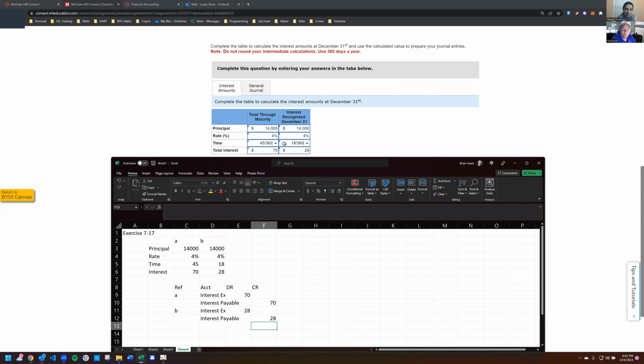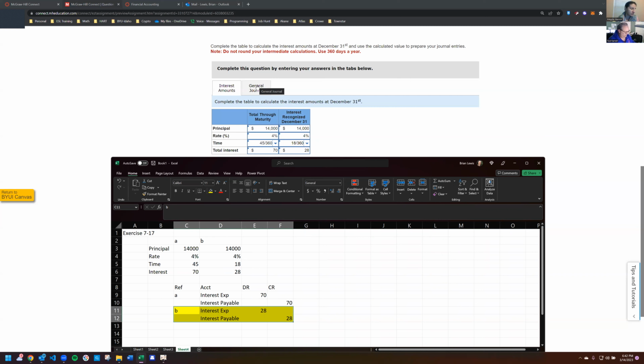Maturity, only 18 days worth. So it should actually only be this one. This is the journal entry that they're looking for. Okay. Because this one is just the total amount, 45-day maturity of a $14,000 note, and there's only 18 days that it was applicable to a particular period or for the year. So you're gonna journalize that one. That $28 should be interest expense at 28, interest payable at 28.